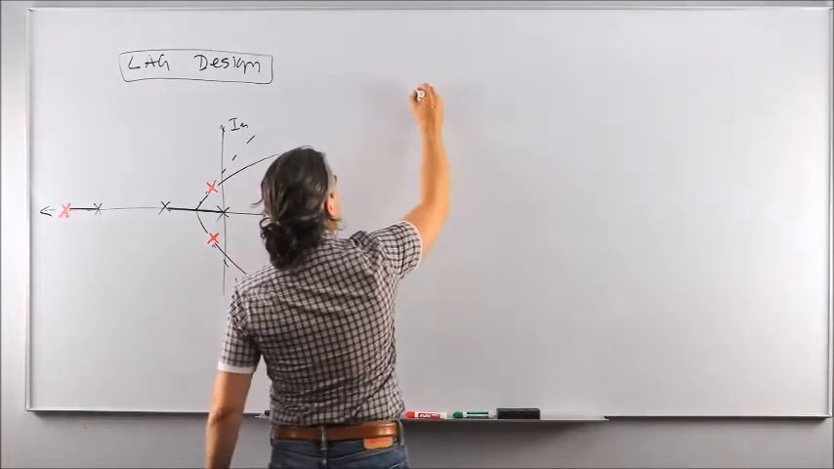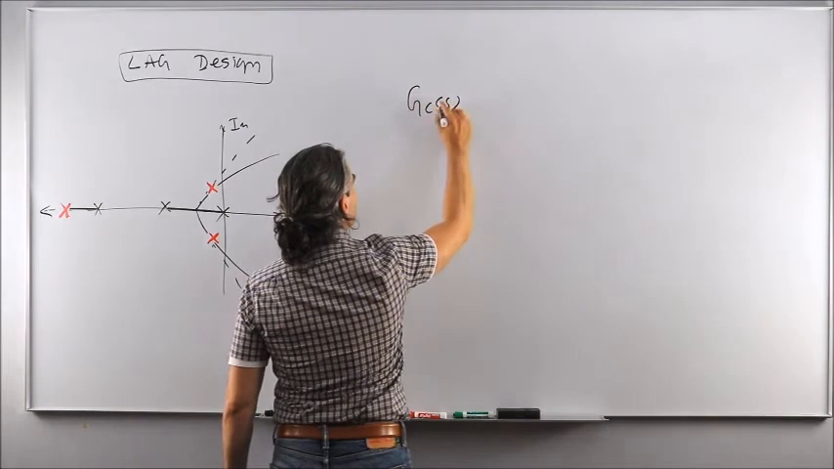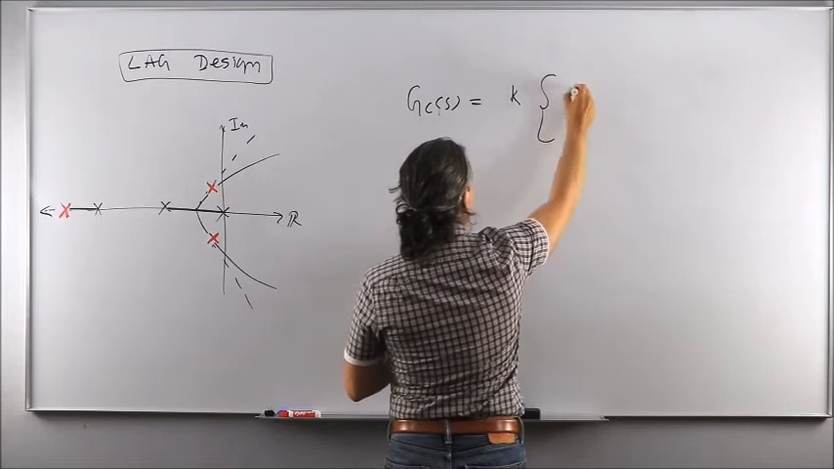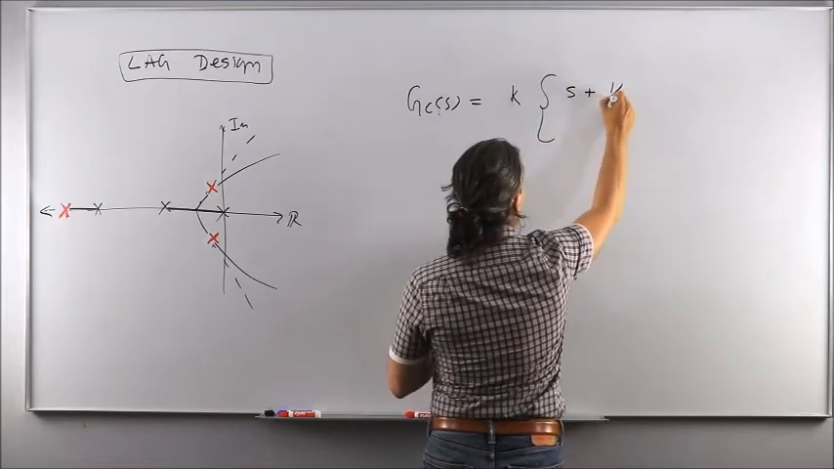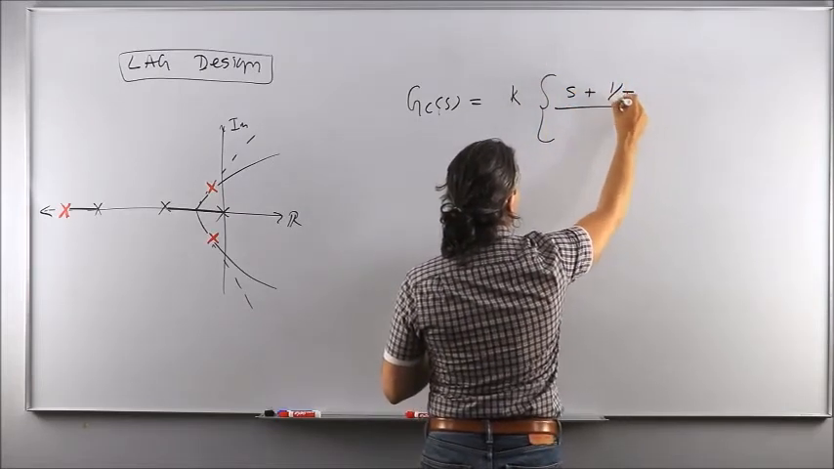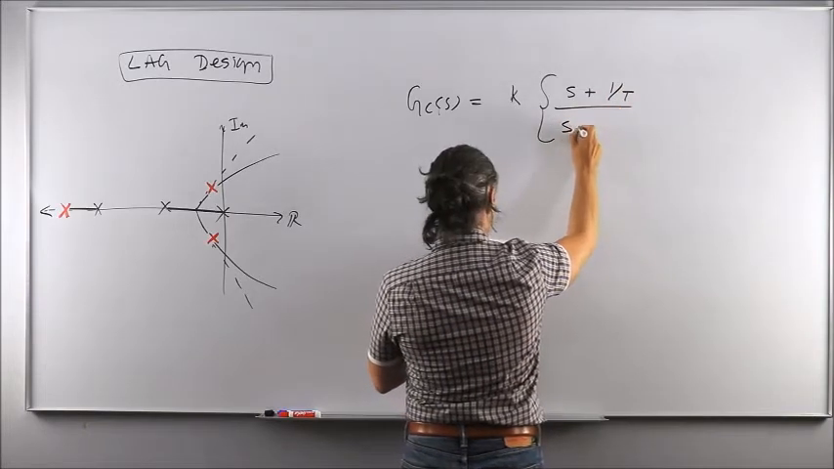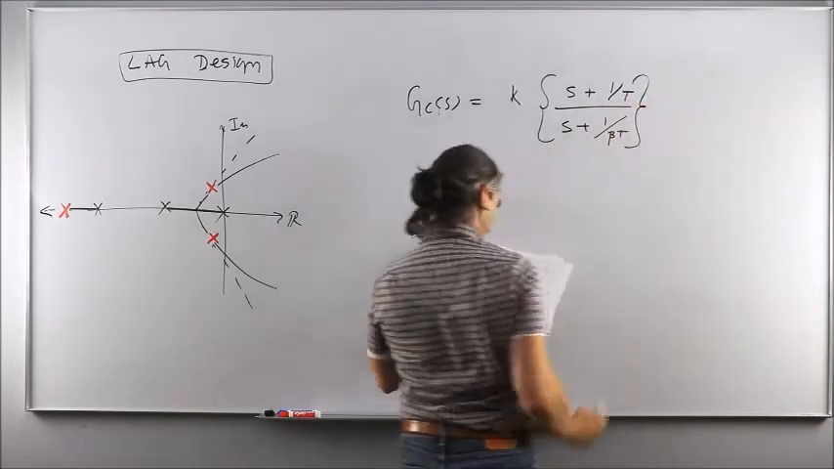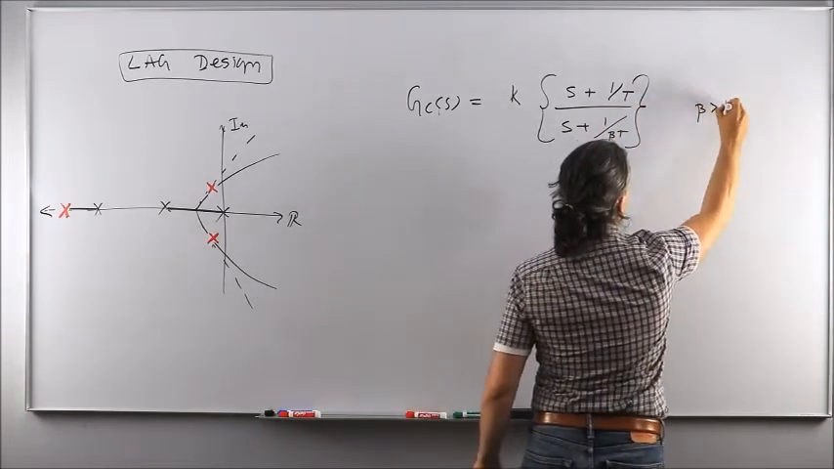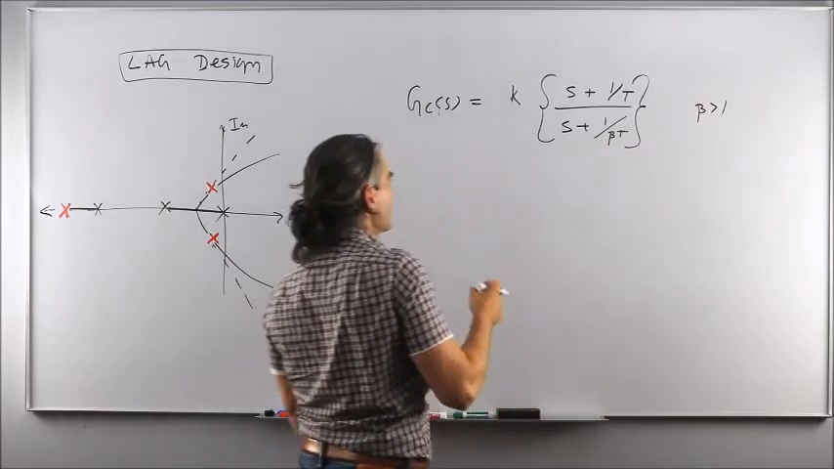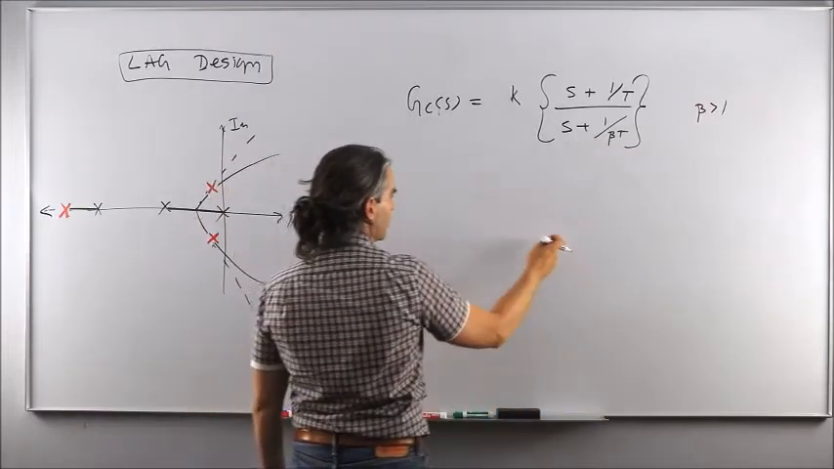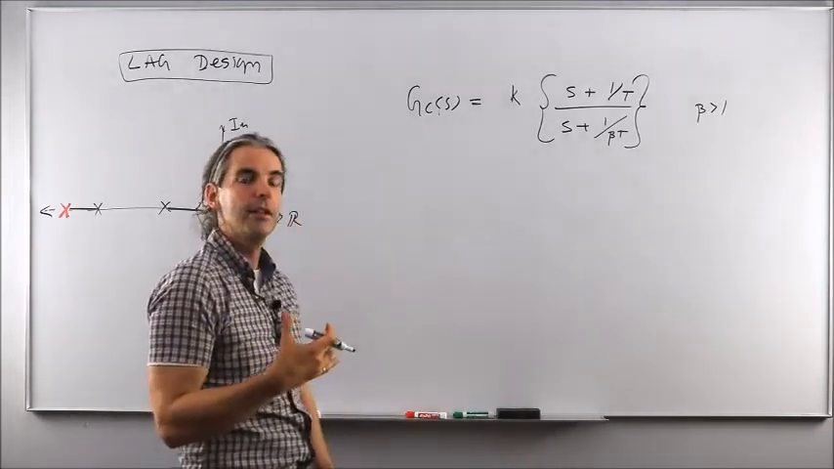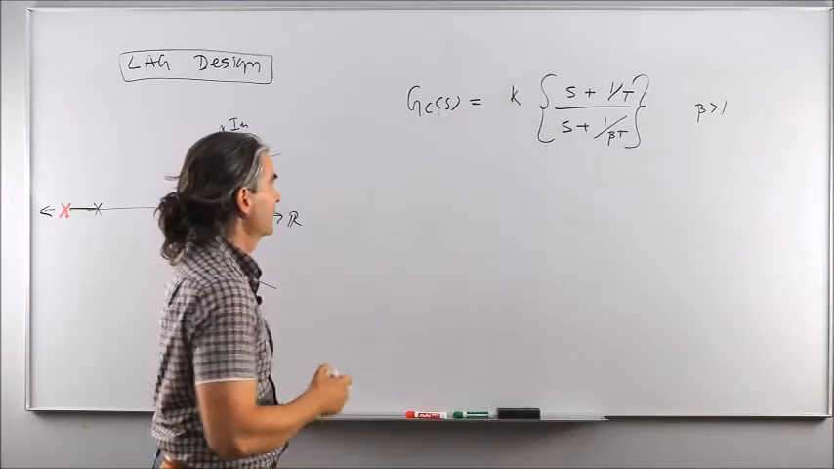Okay. Lag compensator in terms of transfer function should look like K multiplies S plus 1 over T. So this relates to the zero location over S plus 1 over beta T, where beta is always larger than 1, meaning that now the pole is going to be closer to the imaginary axis than the zero. This is the opposite situation than we had with the phase lead compensator. Okay?